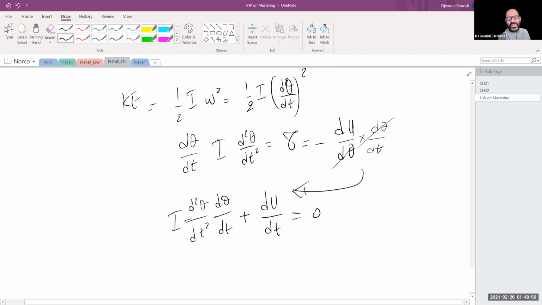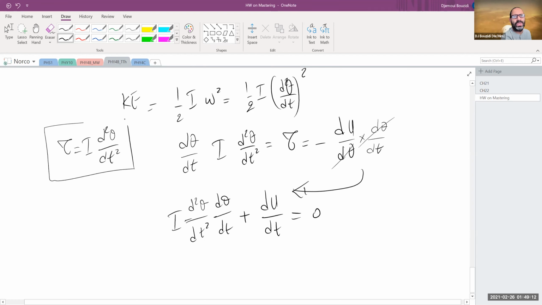What I did was just rearrange the terms. I multiplied this because remember we say tau is equal to I alpha, and alpha is the second derivative of theta with respect to t. So this is the equivalent of Newton's second law of motion for rotational motion, correct? Right. So all I did is multiply this expression by the angular velocity, d theta over dt, on both sides. Okay, so far so good?